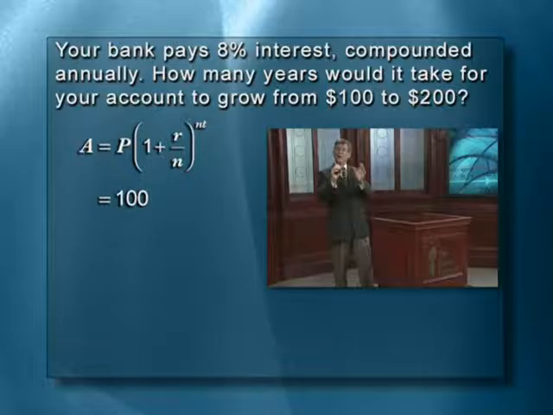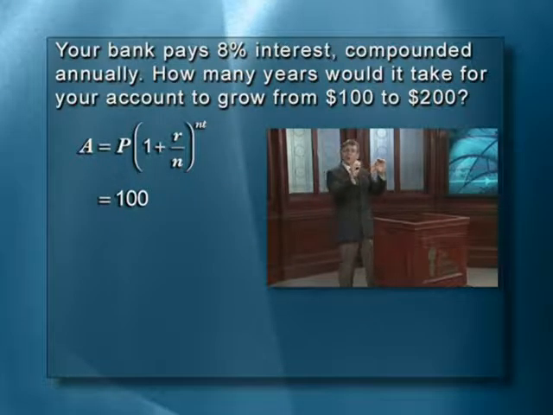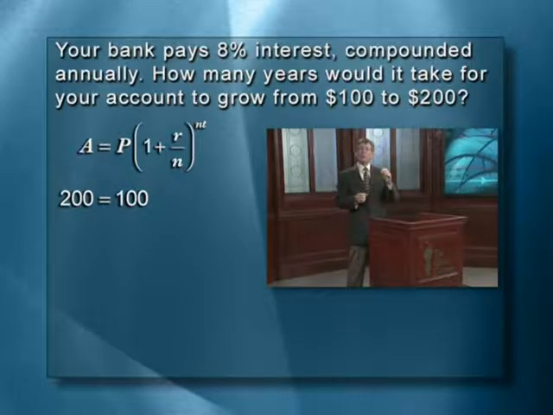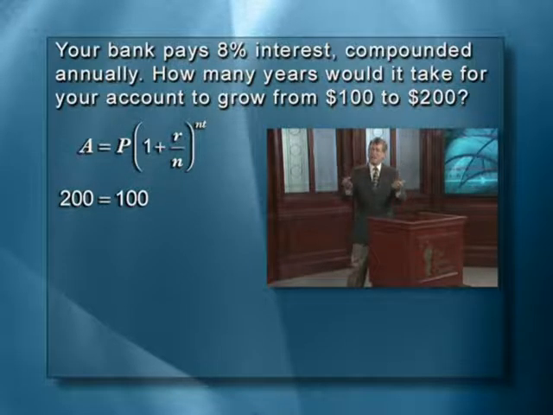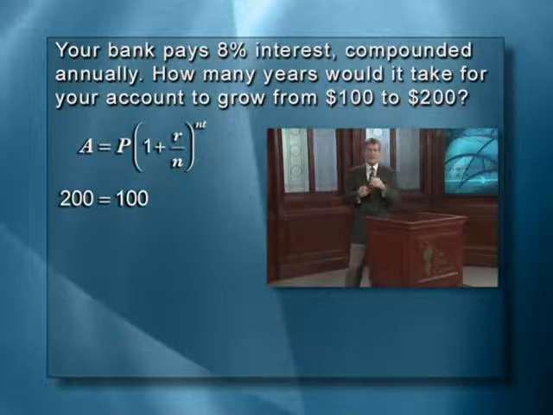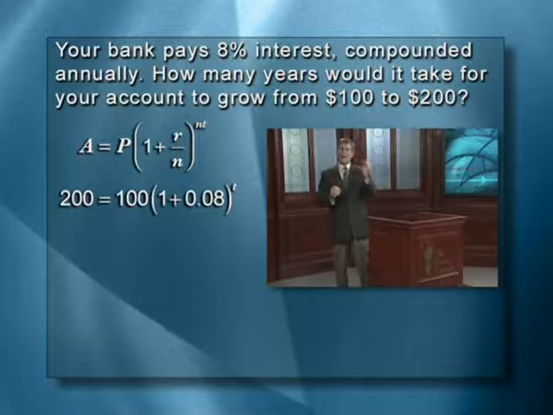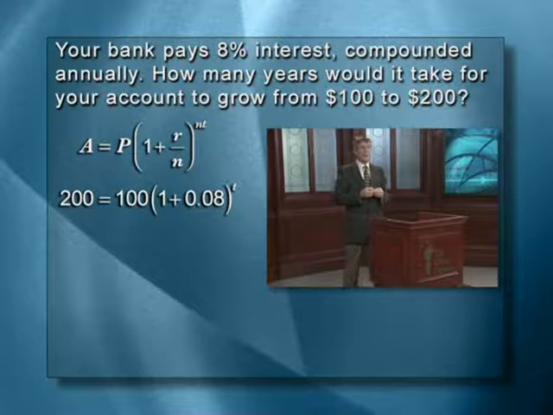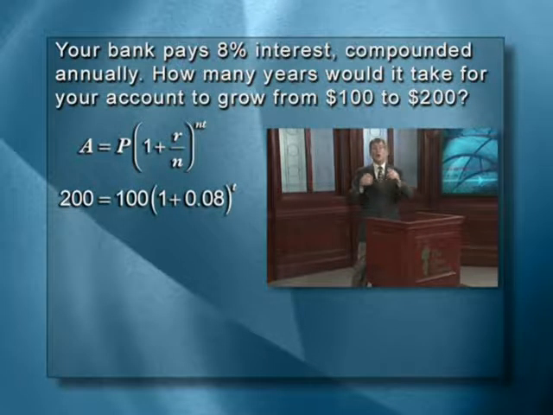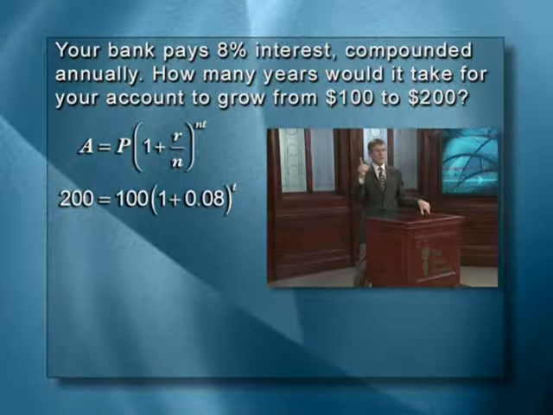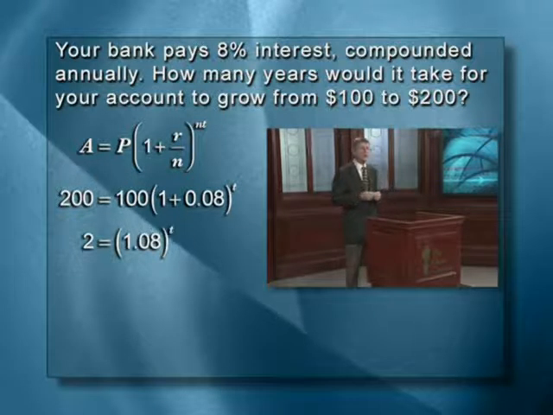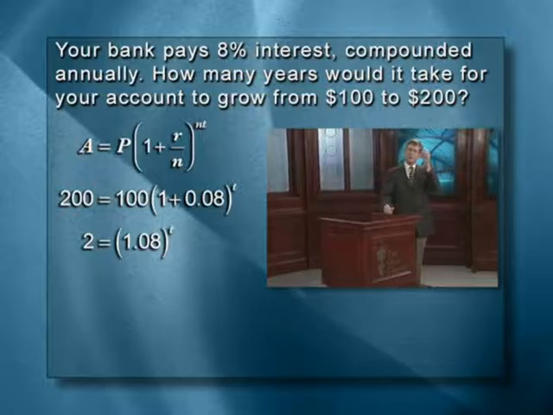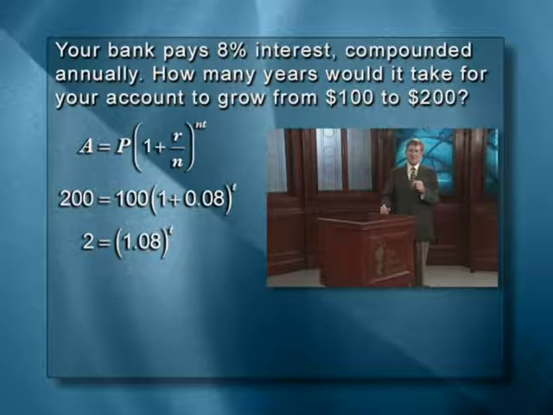We start with $100. P is 100. We want to have $200, so the amount is 200, and we want to know how much time it takes. So we're trying to find T. And inside the parentheses, we have 1 plus R. Remember, N is 1 here. 1 plus 0.08. Well, we can simplify the 200 and the 100, and we have the equation 2 equals 1.08 to the T power. All right.